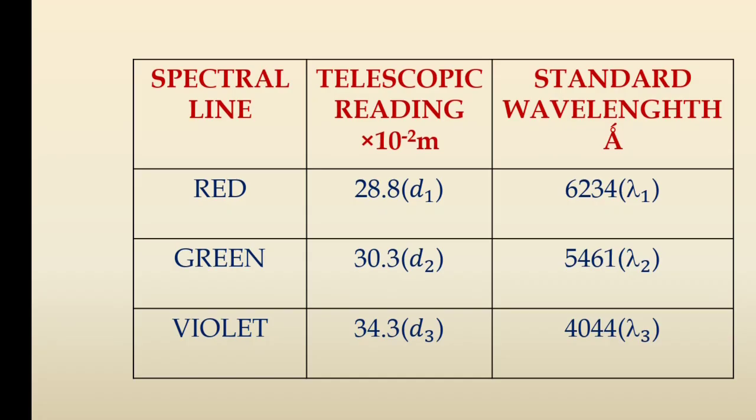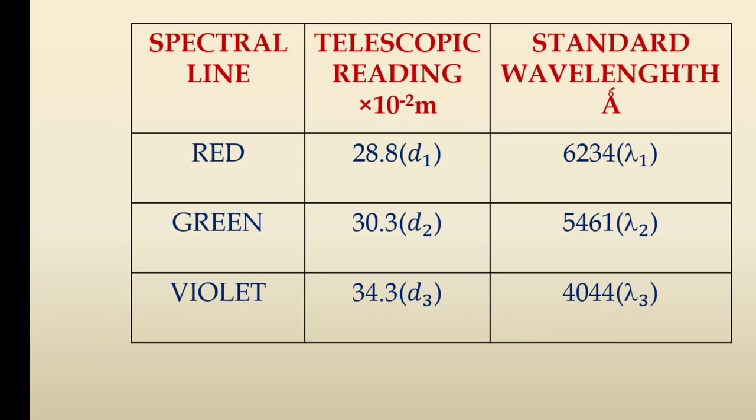For red, the telescopic reading is 28.8, for green, the mean color, it is 30.3, and for violet, it is 34.3. These three readings are taken as D1, D2, and D3, and the corresponding standard wavelength for red, 6234, is taken as lambda 1, for green it is 5461, taken as lambda 2, and the extreme violet, 4044 angstrom, is taken as lambda 3.